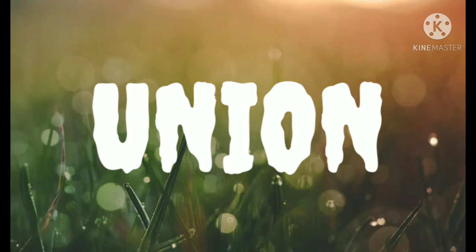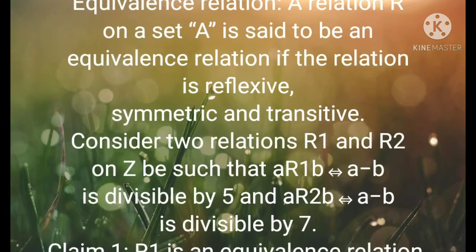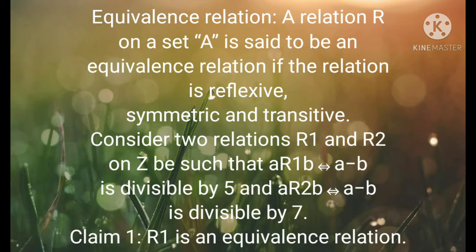Union. Equivalence relation. A relation R on a set A is said to be an equivalence relation if the relation is reflexive, symmetric, and transitive. Consider two relations R1 and R2 on Z such that A R1 B is equivalent to A minus B is divisible by 5, and A R2 B is equivalent to A minus B is divisible by 7. Claim 1: R1 is an equivalence relation.